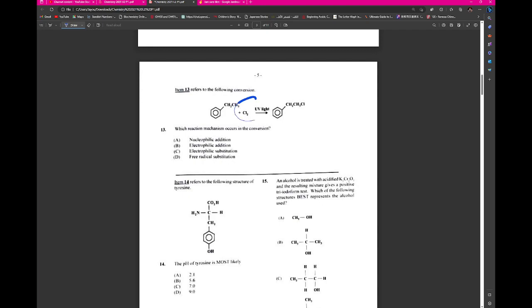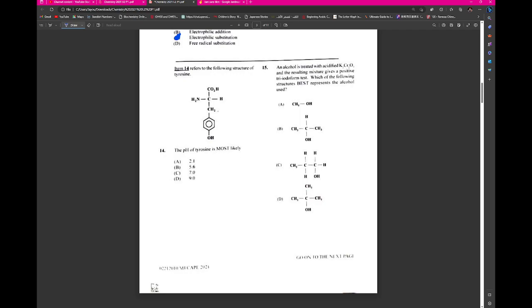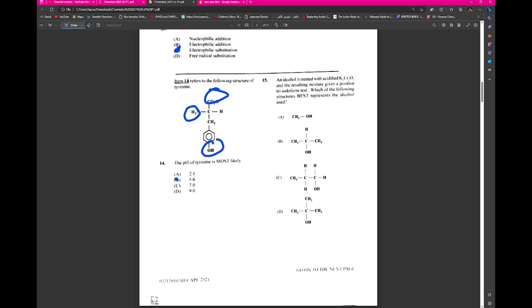Here we see UV light and chlorine again, electrophilic substitution. Tyrosine here now. The pH is most likely to be around 5.6. We have a basic area here, but we have two more acidic areas, right? More than basic area, so it will be slightly more acidic than basic, right?